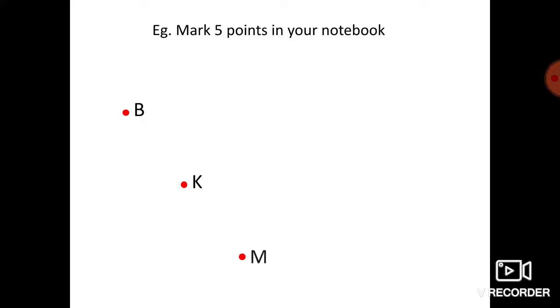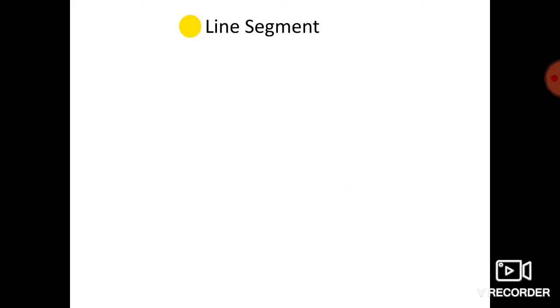One question is here. Mark 5 points in your notebook. Very simple question. We have to mark any 5 points in our notebook. Here 5 points are marked: point B, point K, point M, point H, point P. We just put a dot and a name for it. The name is an English capital letter. That is points. Next we have to study line segment.